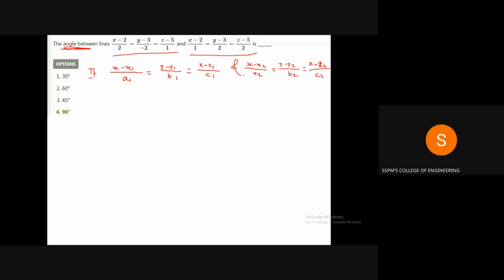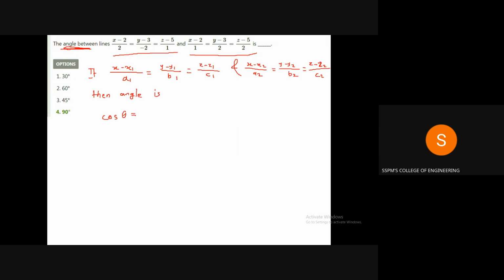If these are the two lines, then the angle is given by, if the lines are given in standard form, we will use the formula for angle like in the previous example, okay? If the lines are given in this form, (x - x1)/a1, (y - y1)/b1, then the angle is given by this, okay?